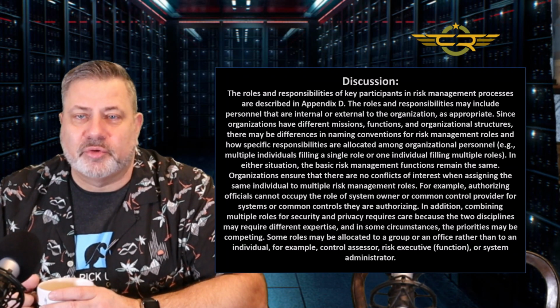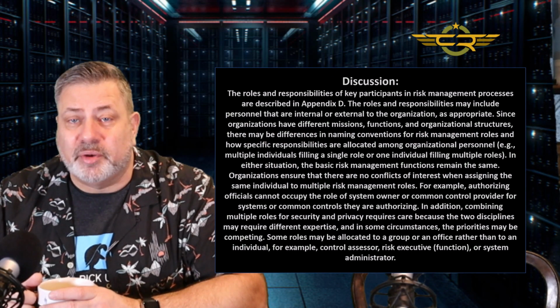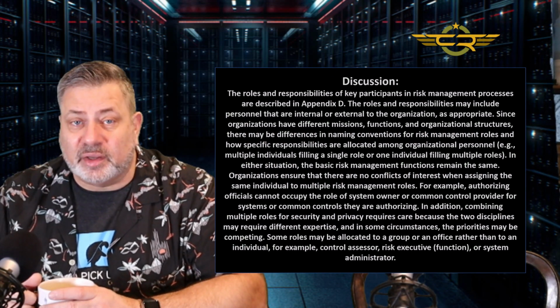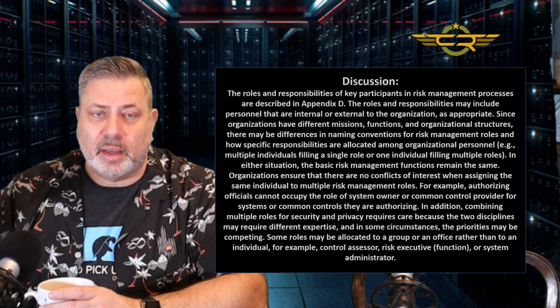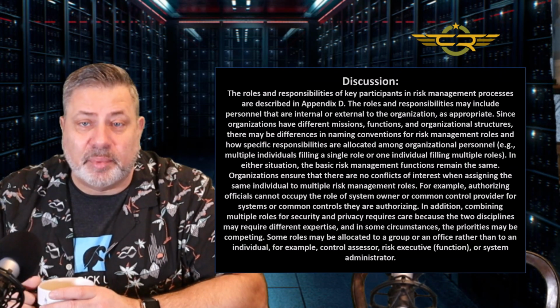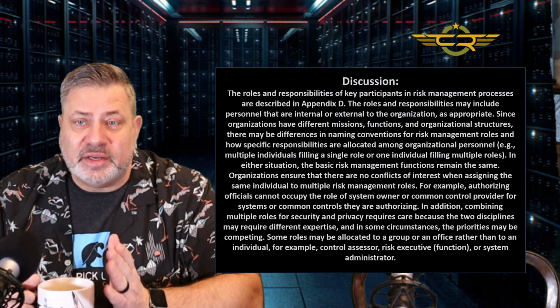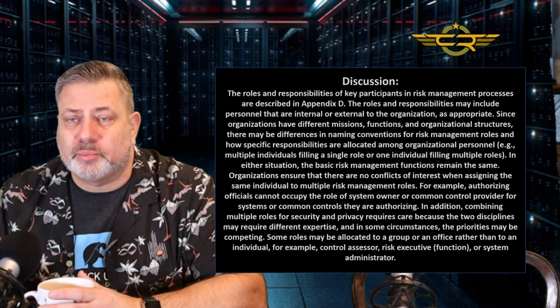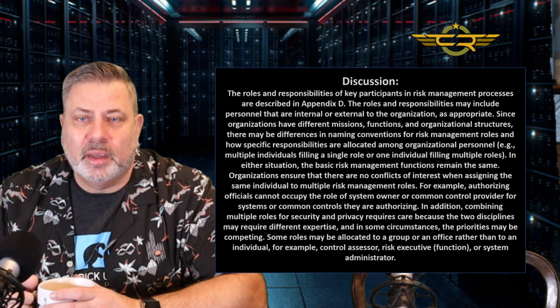The roles and responsibility of key participants in the risk management process are described in Appendix D. And Appendix D lays out every single NIST role and a definition of that role. So it's good to look in Appendix D. There are also some tables that define each of the tasks, who is primarily responsible and who's supporting. So that's a good document to look at as well.